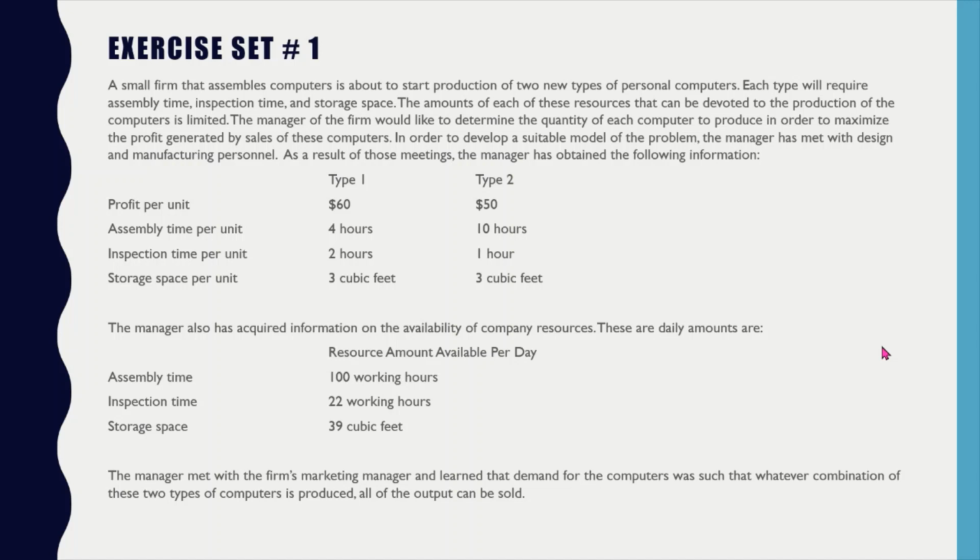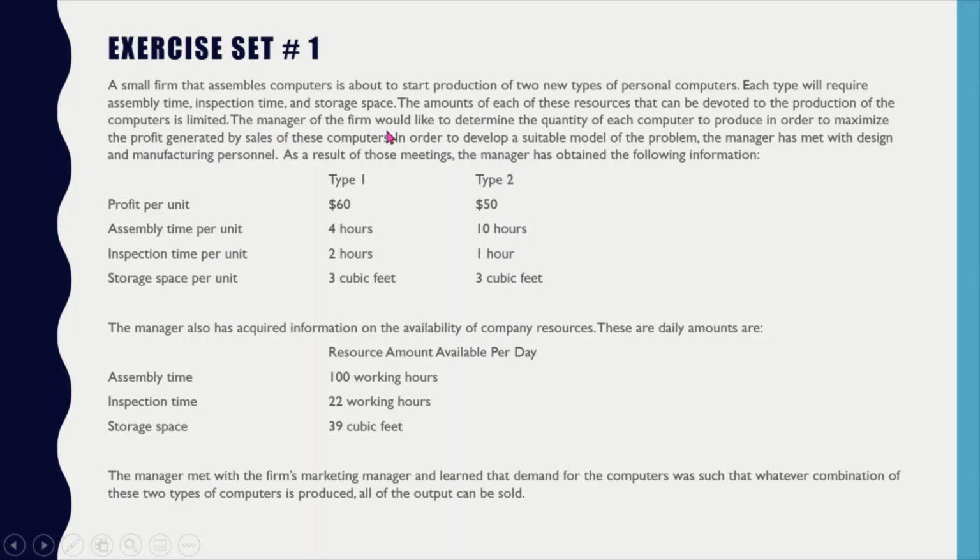To understand this linear programming, we're going to have an example. This is an exercise. We have a word problem. A small firm that assembles computers is about to start production of two new types of personal computers. Each type will require assembly time, inspection time, and storage space. So we have here the three constraints that we're going to consider: the assembly, inspection time, and storage space. The amount of each of these resources that can be devoted to the production of the computer is limited. So the availability of resources should be considered.